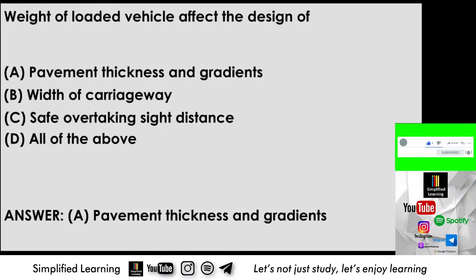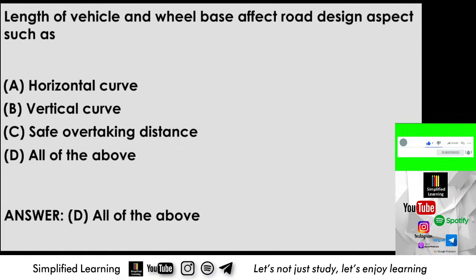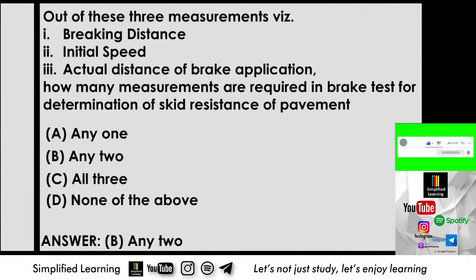Weight of loaded vehicle affects the design of pavement thickness and gradients. Road design aspects considered with respect to vehicle dimensions are width of lane and parking facility. Length of vehicle and wheelbase affect road design aspects such as horizontal curve, vertical curve, and safe overtaking distance as well. Braking characteristics of vehicle affect the following factors: spacing between vehicles, operational safety, stopping distance, and in such a way all three options provided are correct. They do affect braking characteristics of vehicle.